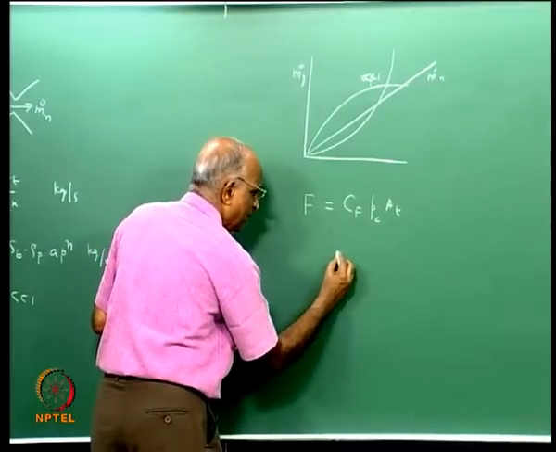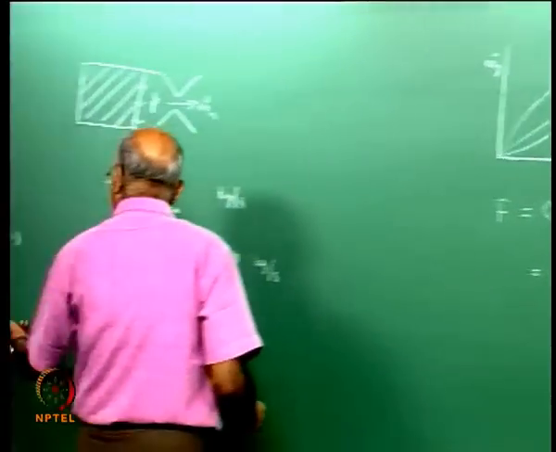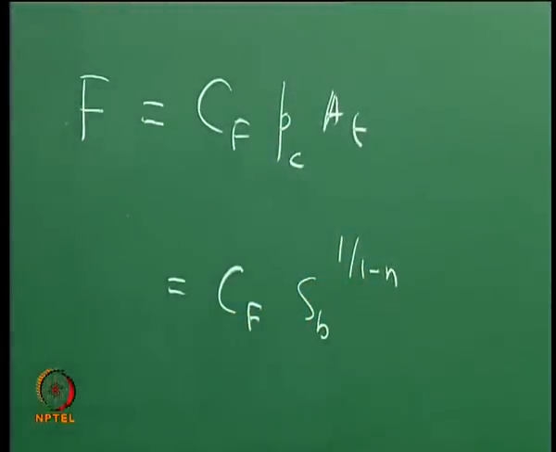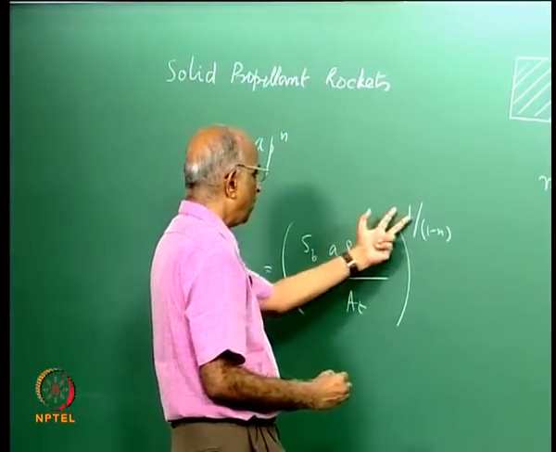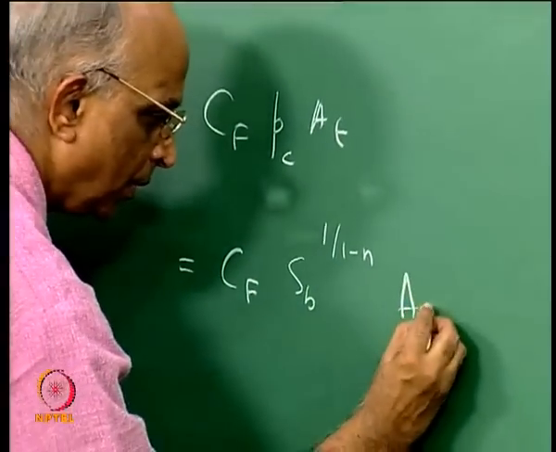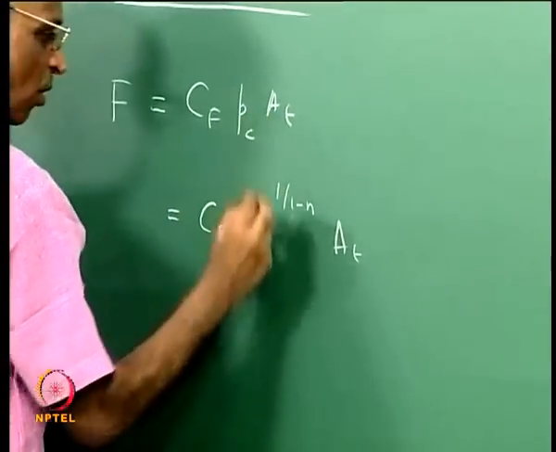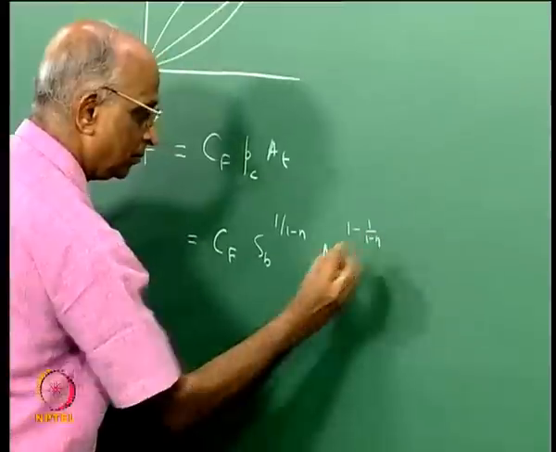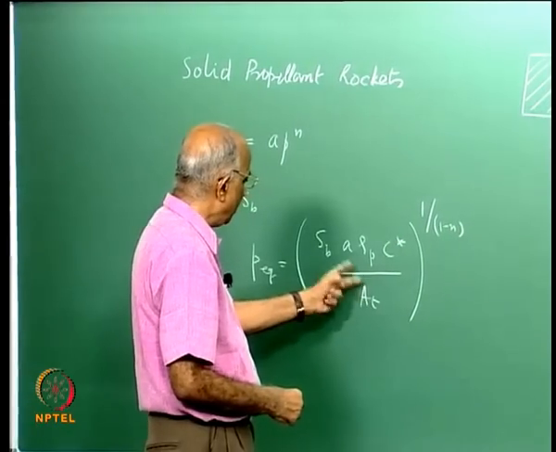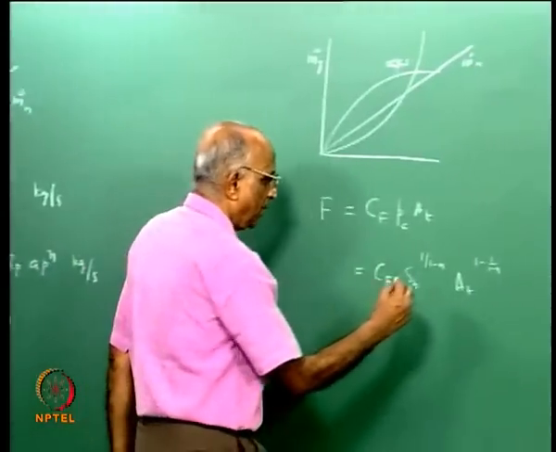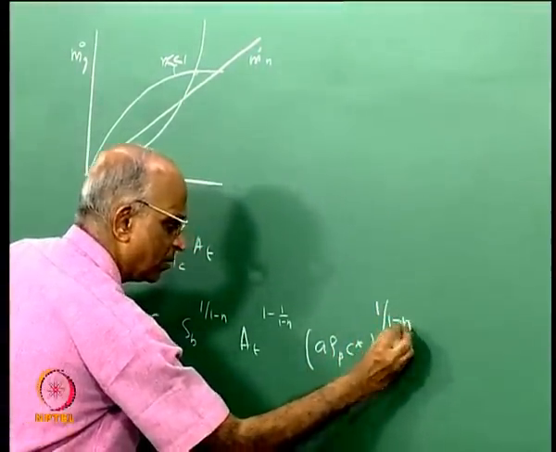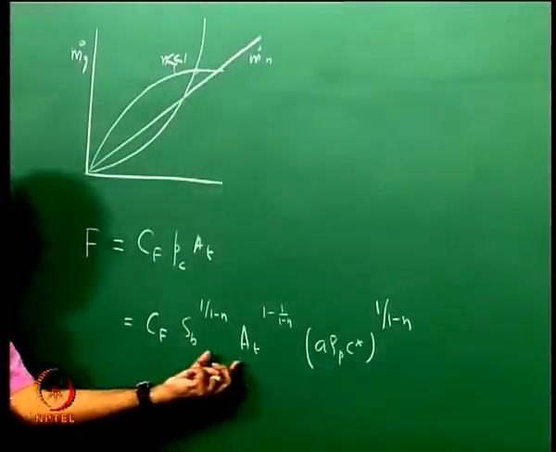You know, I cannot just say, therefore, I can write this equation as Cf into, I take the value of Pc from here, I can now write it as Sb to the power 1 over 1 minus n. What did I do? I take P equilibrium going as Sb to the power 1 over 1 minus n, therefore, I write that here. Then I write the other terms together, namely, I get At. Now, At is in the numerator here, At is in the denominator here, therefore, 1 minus 1 by 1 minus n, I have just substituted the value of At over here, minus 1 over 1 minus n, there I had it in the numerator, and then I soak up the other parameters, namely A, the value of rho p into C star to the power 1 over 1 minus n, right.